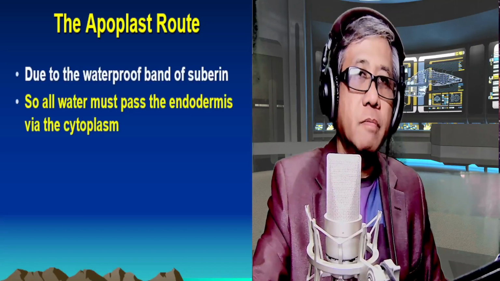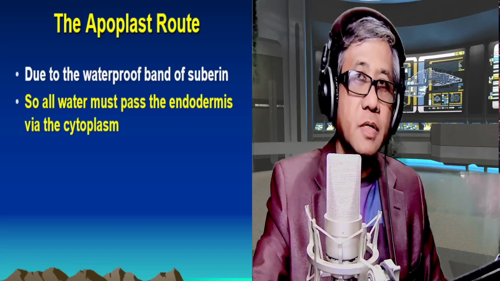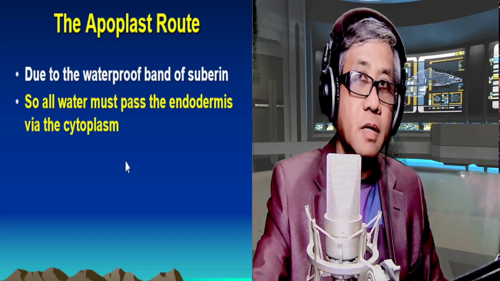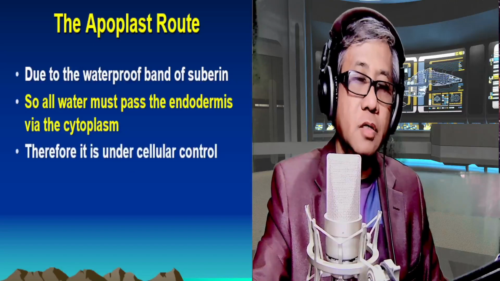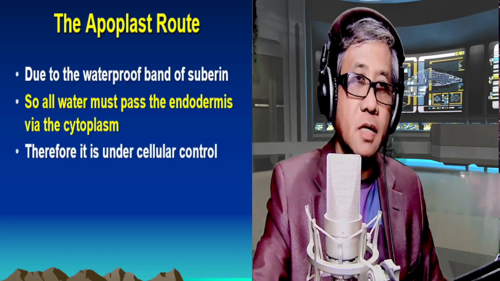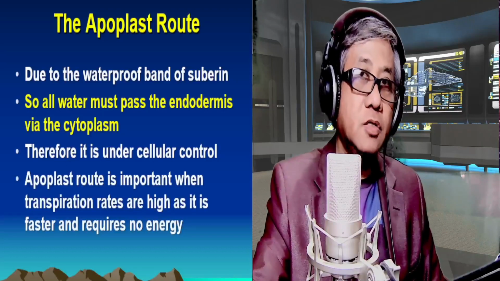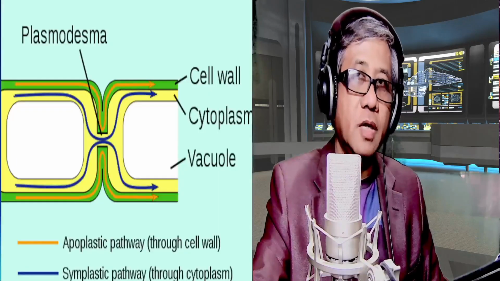So all the water must pass the endodermis via the cytoplasm through the symplastic pathway. Water cannot reach the xylem vessels through the apoplastic pathway because water is prevented from entering the endodermis by this suberin-made Casparian strip. So this will allow the control or regulation of the entry of water into the xylem vessel. Alright, the apoplastic pathway is important when transpiration rates are high as it is faster and requires no energy.